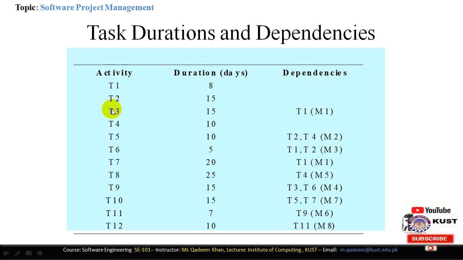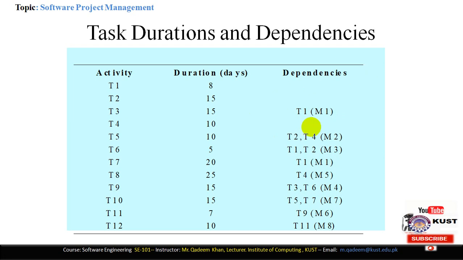Now you can see that task 3 requires 15 days to complete, and it depends on task 1. This is the dependency column. Task T3 depends on task 1. That means T3 cannot be started until T1 is completed. So when T1 is complete, then we can start the T3 task.